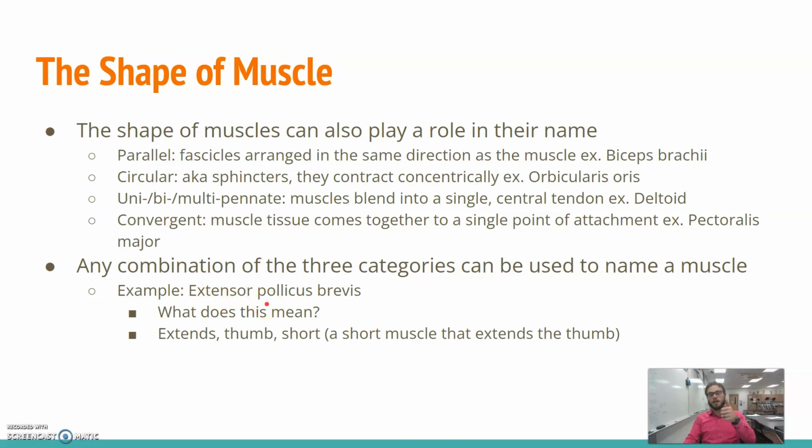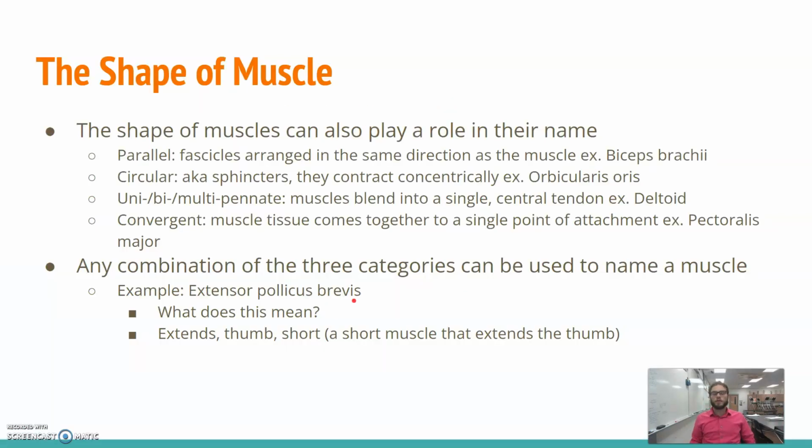Pollicis refers to your pollex, your thumb. Brevis is a little bit tougher. You think the word abbreviate means to shorten. Brevis comes from that same root. So this is a short muscle that extends the thumb. So it's going to sit right in here.